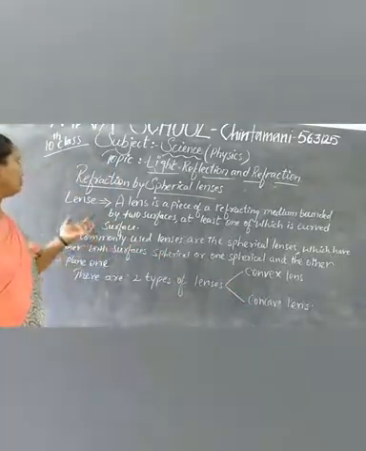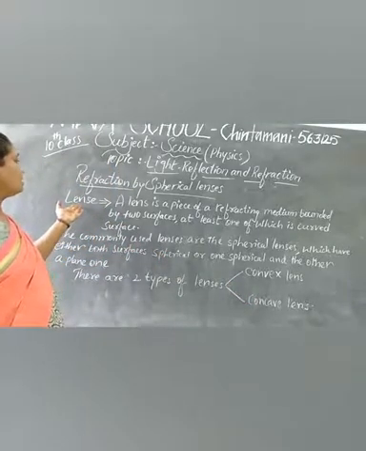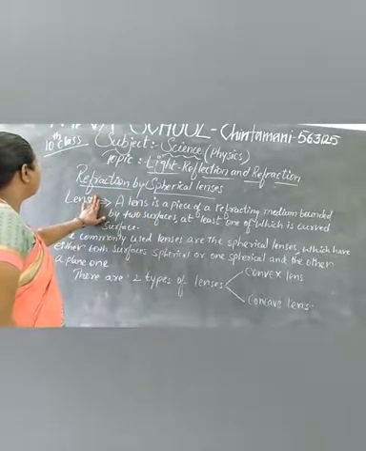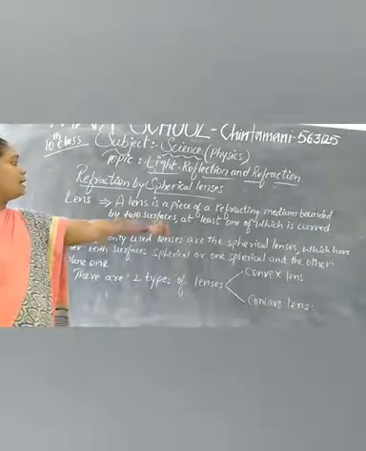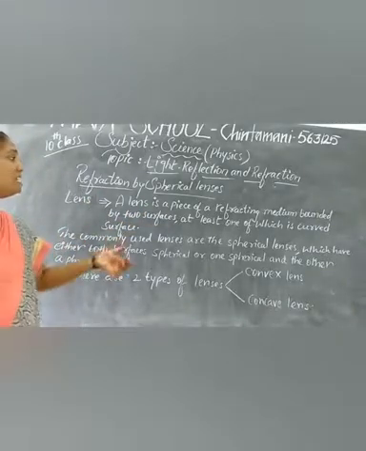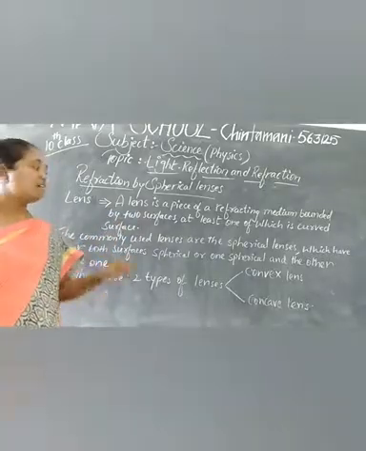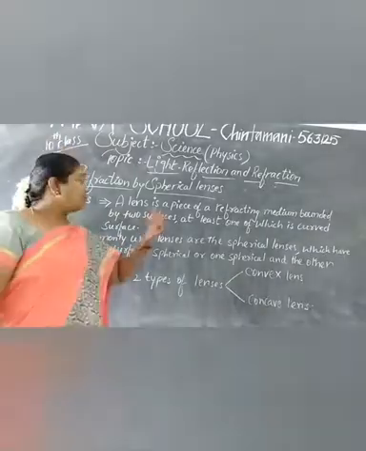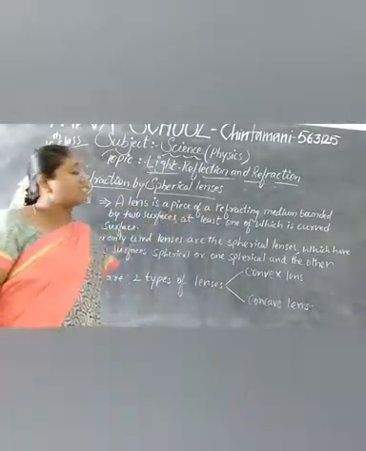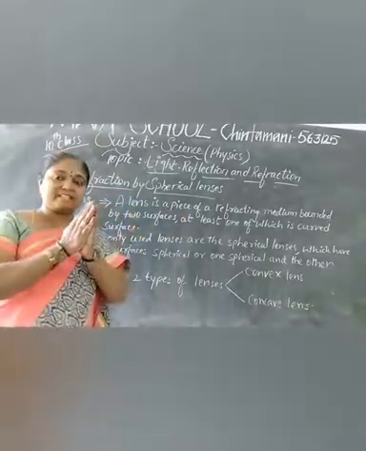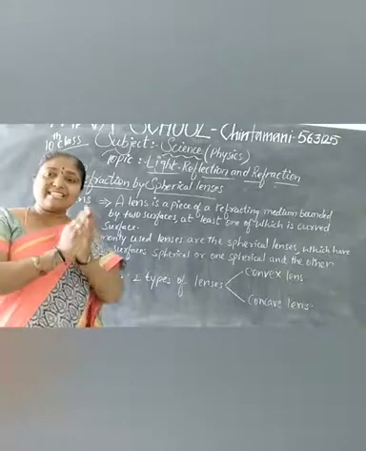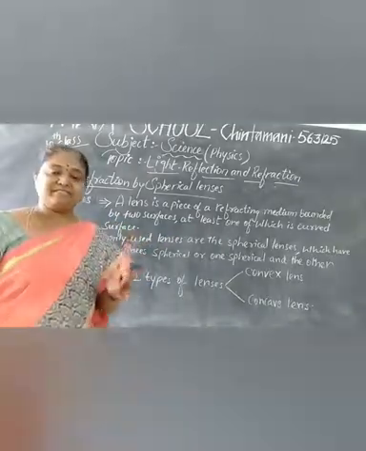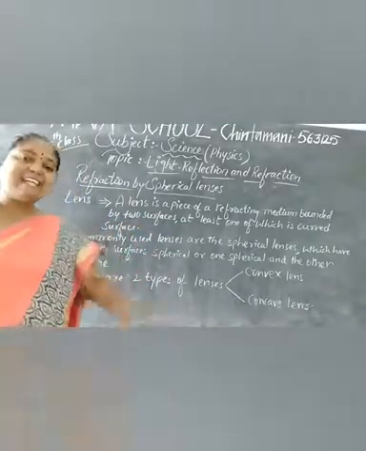Let me see. What do you mean by lens? A lens is a piece of refracting medium bounded by two surfaces, at least one of which is a curved surface. So, a lens is a piece of refracting medium bounded by two surfaces. It will have two surfaces. Of these two surfaces, at least one surface should be curved. Then only we call it a lens.